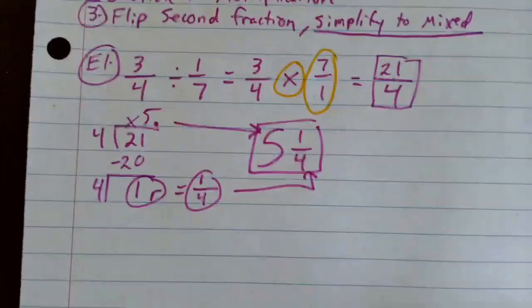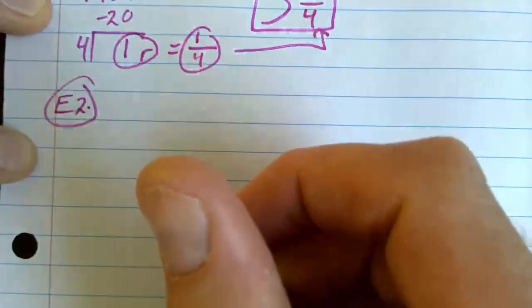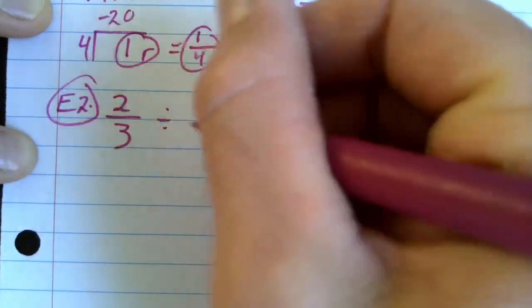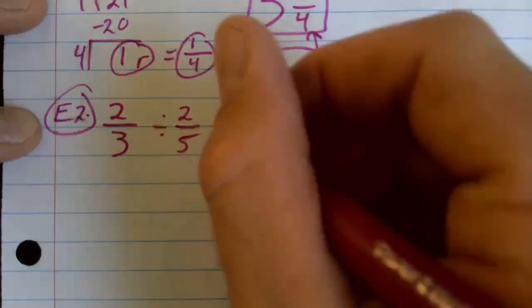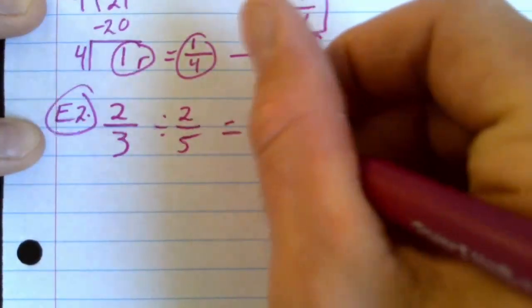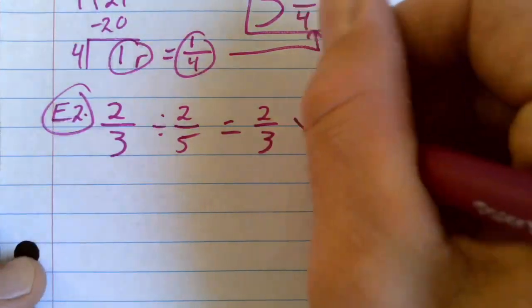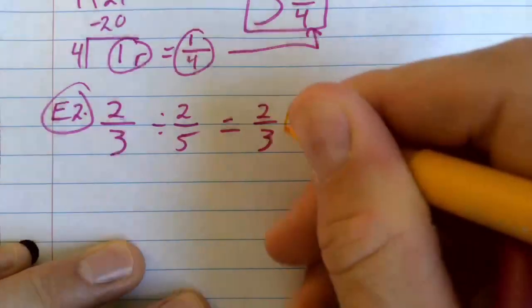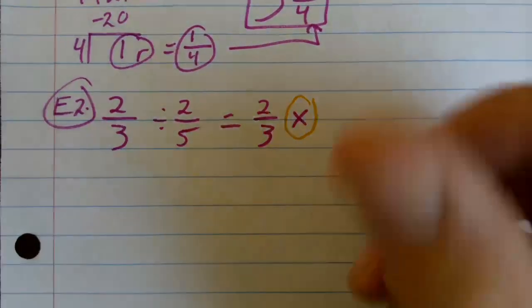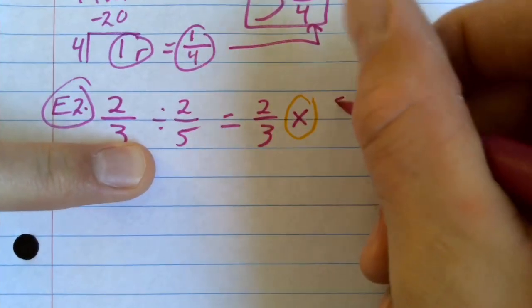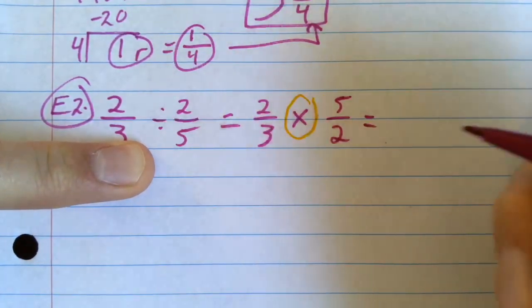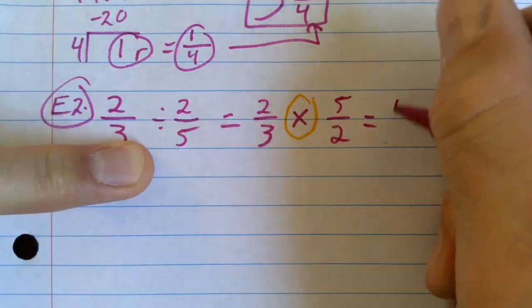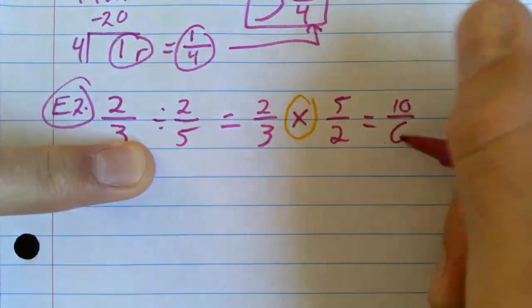Let's try another one. Go and write E2. E2 is 2/3 divided by 2/5. Step 1 is keep the first fraction, so we're going to keep 2/3. Step 2, switch to multiplication, so we write times, and then flip the second fraction, 2 over 5 to 5 over 2. And then just multiply across. 2 times 5 is 10, and 3 times 2 is 6.